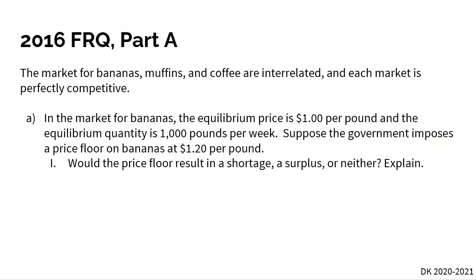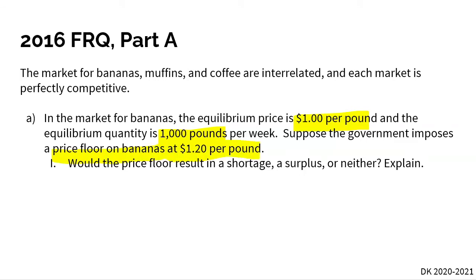All right, now for the FRQ. So for the FRQ, I split up into different things mainly because I couldn't write it all in one thing. So here, for Part A1 for this 2016 FRQ, in the market for bananas, the equilibrium price is $1 per pound and the equilibrium quantity is $1,000 per pound. Suppose the government imposes a price floor on bananas at $1.20 per pound here.